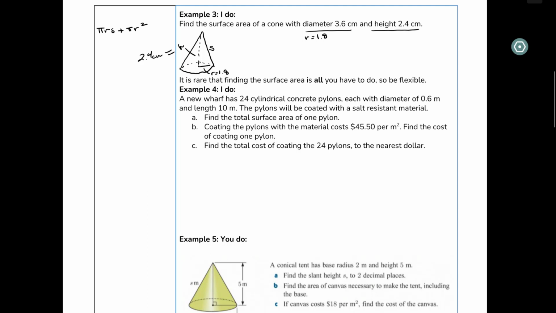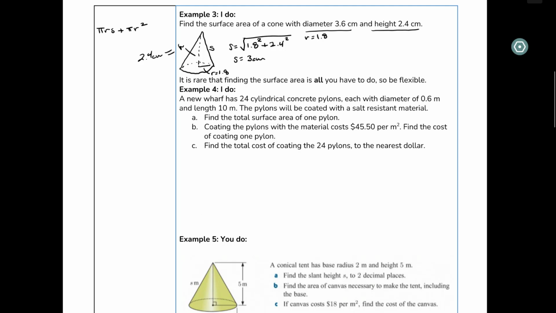So we got to use some Pythagorean theorem to find that's the hypotenuse, the slant height there. And I know that that's going to be the square root of 1.8 squared plus the height 2.4 squared, because I have that triangle between R, H, and S. Okay. When I punch this into my calculator, I'm going to get that it is actually exactly 9, and that's going to give us the square root of 9 is going to be 3. So we have a slant height of 3 centimeters.